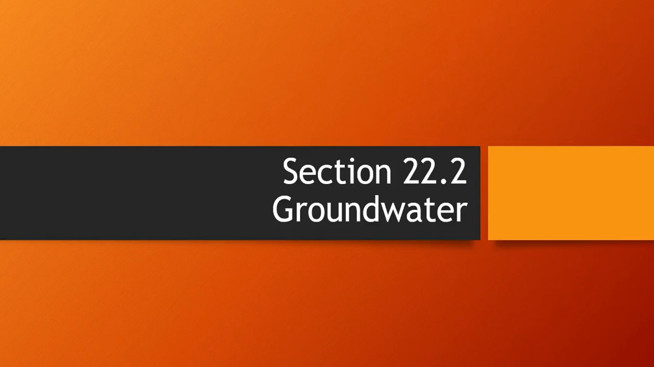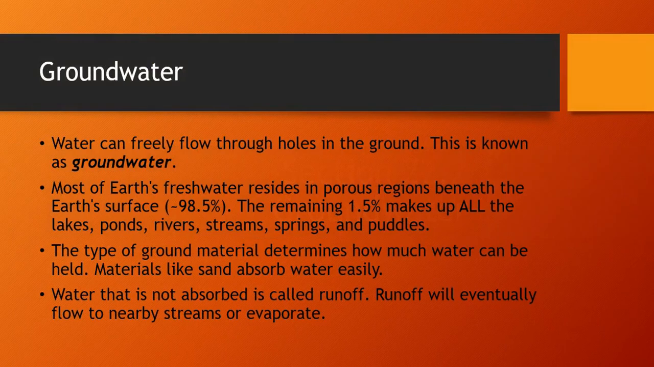Section 22.2 Groundwater. Water rains down as precipitation, and then it soaks into holes in the ground, and that water will collect underneath the ground inside porous regions in the soil. We call this water groundwater. Most of Earth's fresh water resides as groundwater, about 98.5% of it. The remaining 1.5% makes up everything else that we see: all of the lakes, ponds, rivers, streams, and all of the other waters above the ground.